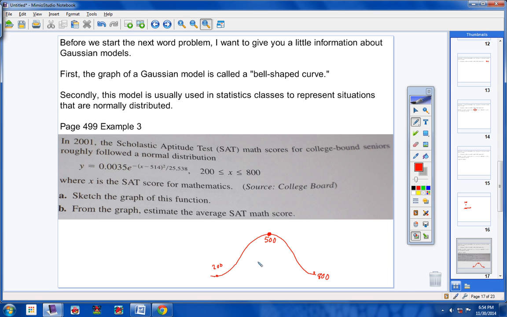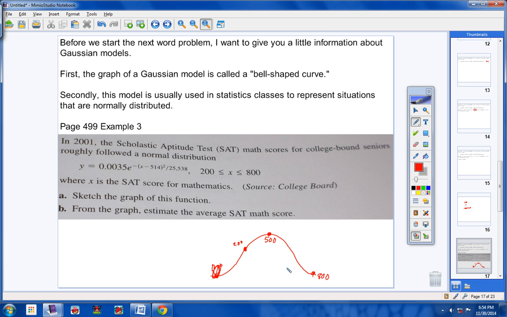Listen to me, students. If you did not have that graph in your book to look at, you wouldn't know that 200 was over here, and you wouldn't know that 800 was over here. What if the graph looked like this, guys? What if 200 was here on the graph and 800 is over here?